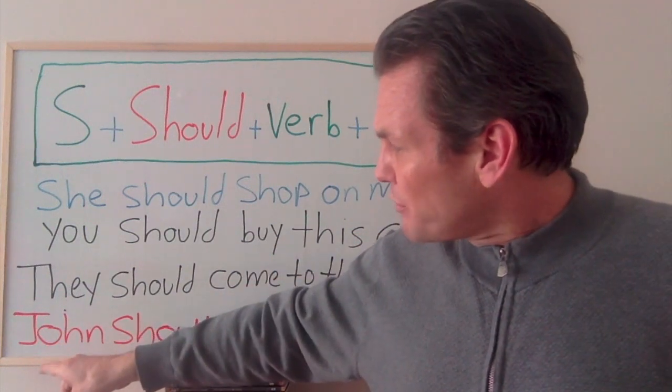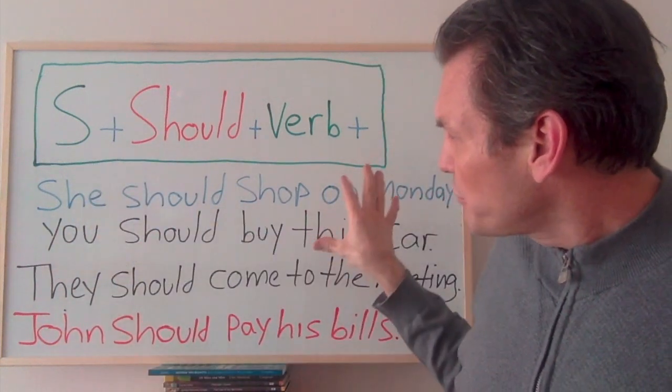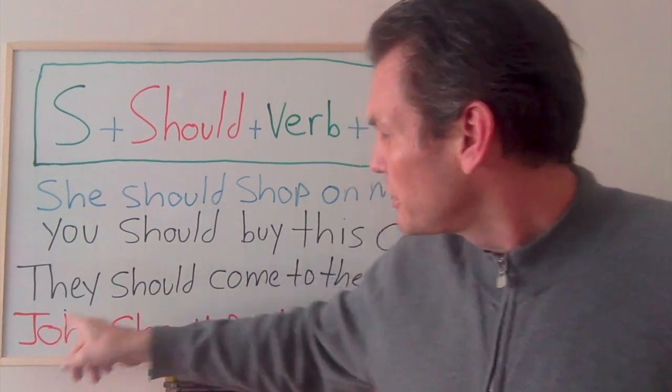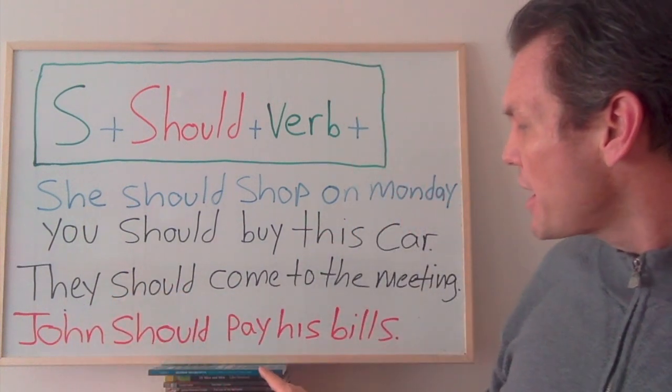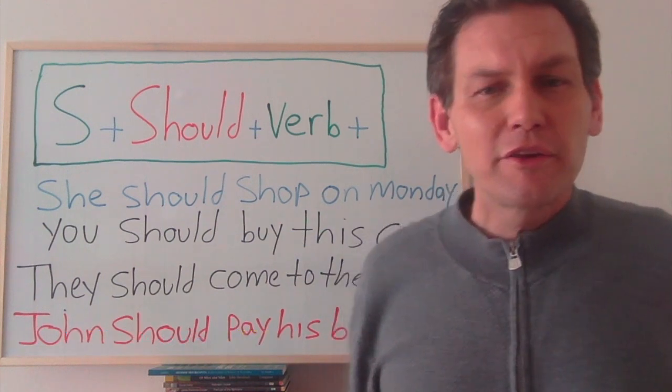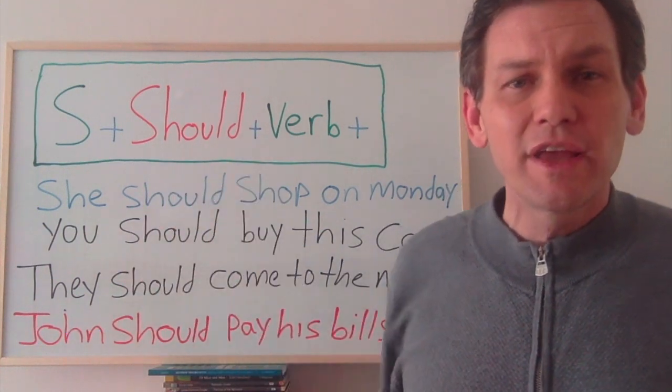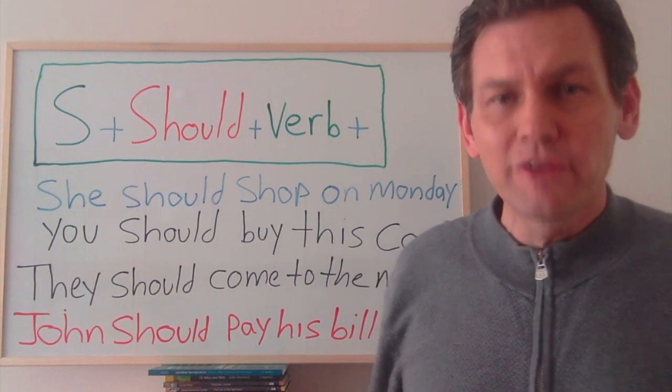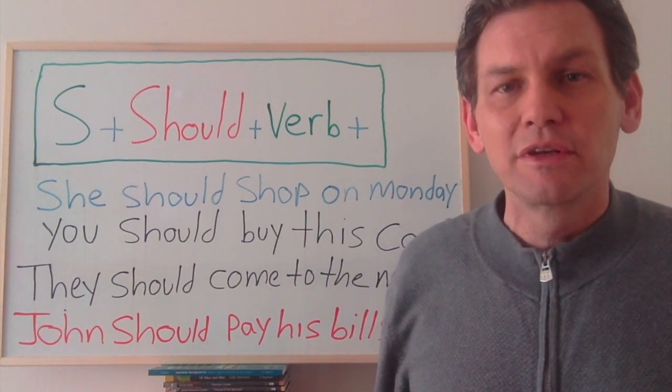This last example here is almost the same thing. It's the same kind of structure. John should pay his bills. This is how we use should in a sentence in business English.